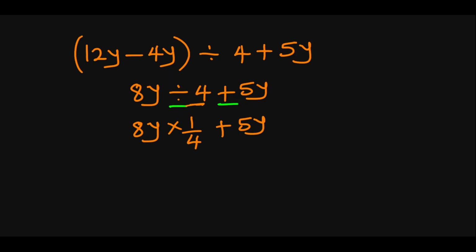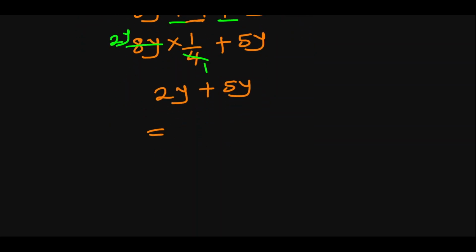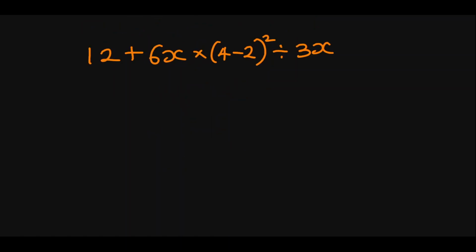Now if we cancel out 4, we go here 1. 4 into 8y will give us 2y. So what we will now have is 2y plus 5y, and if we simplify further, 2y plus 5y is 7y, and that becomes the final answer. Now look at this example. We will use the order of operations as usual.